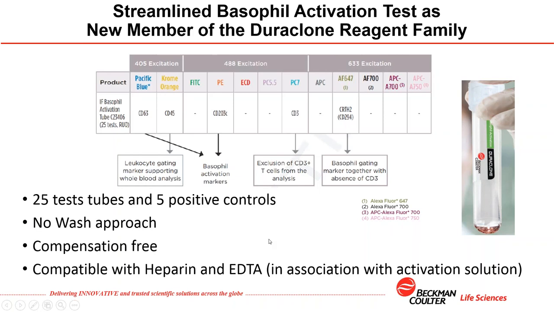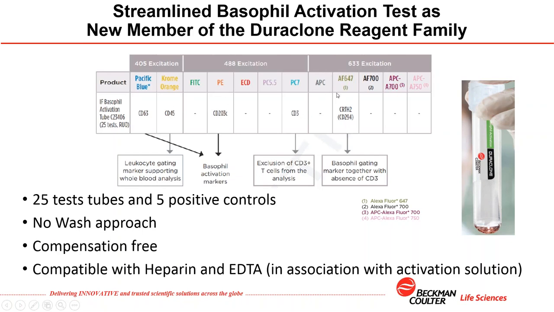So these 5 positive controls not only contain the same regions in the dry and room temperature stable format, but also an anti-IgE antibody that enables cross-linking of IgE at the surface of the basophils, and therefore the acquisition of the positive control tube. So again, this is a no-wash approach that doesn't require any compensation before being interpreted.